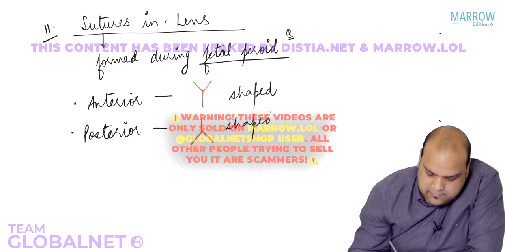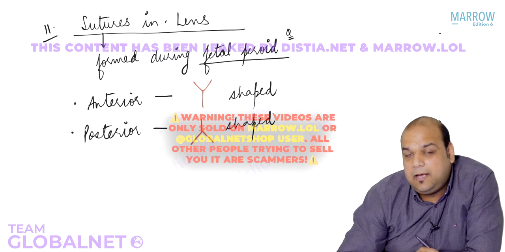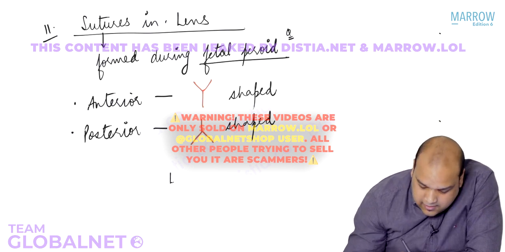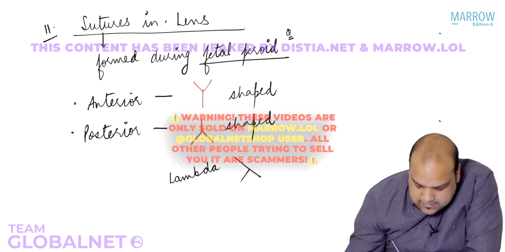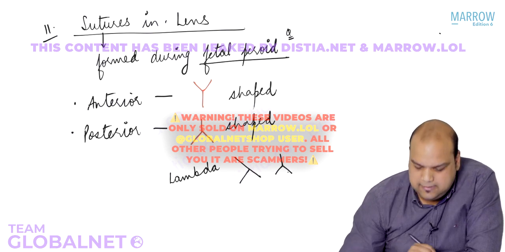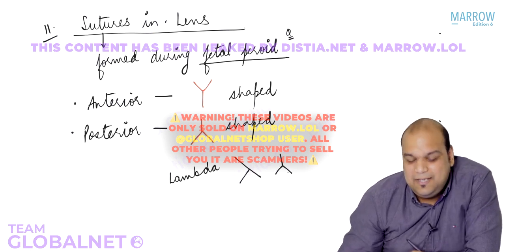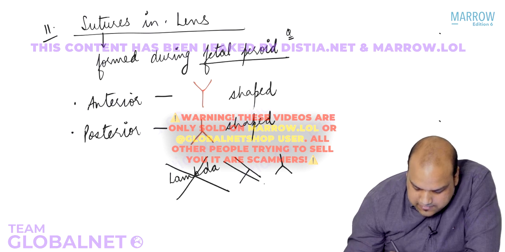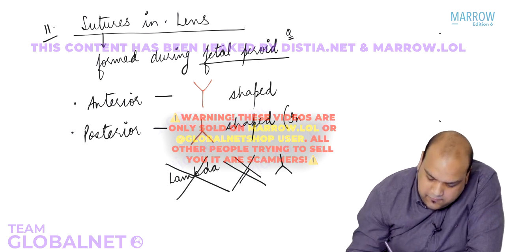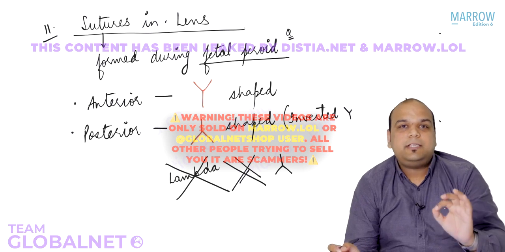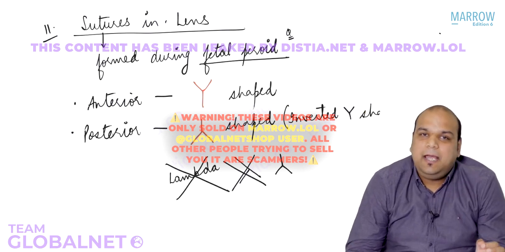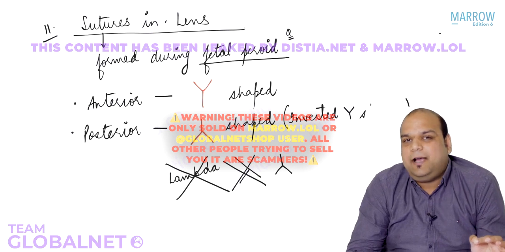What will you call this shape, guys? Are you saying lambda? I know that some of you are saying lambda shape. But please understand, lambda is like this. I have drawn this. There is a basic difference. We do not call it lambda shape. We call it inverted Y-shaped. Am I clear, everybody? So please don't confuse the shape with lambda. Lambda has a subtle difference, everybody, and that is why it is simply called inverted Y-shaped.